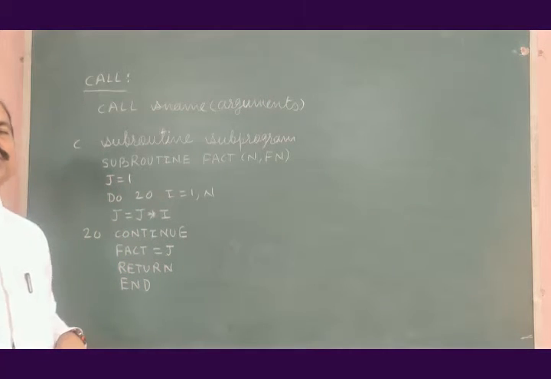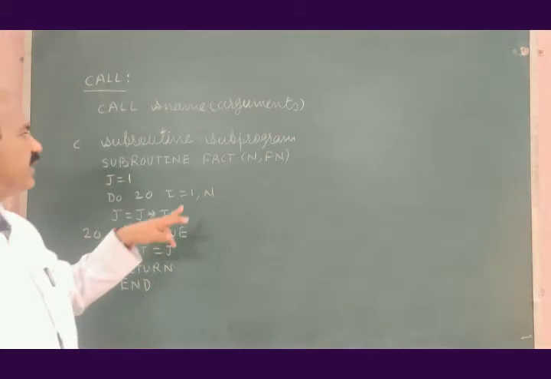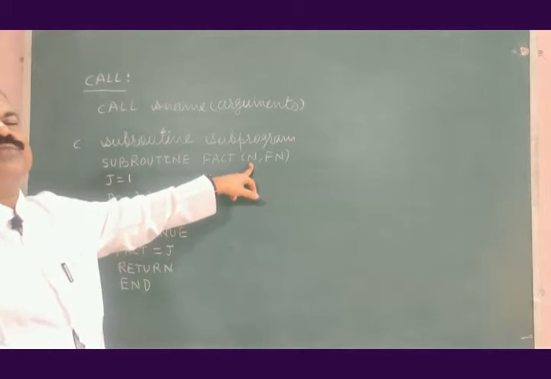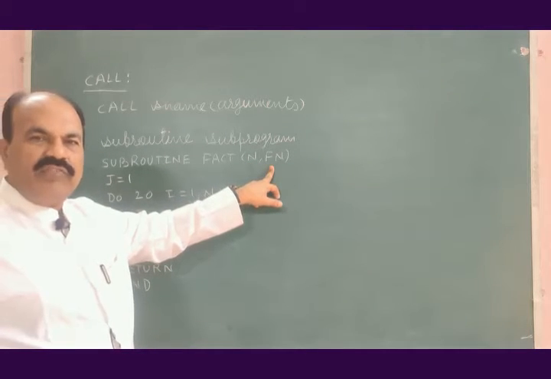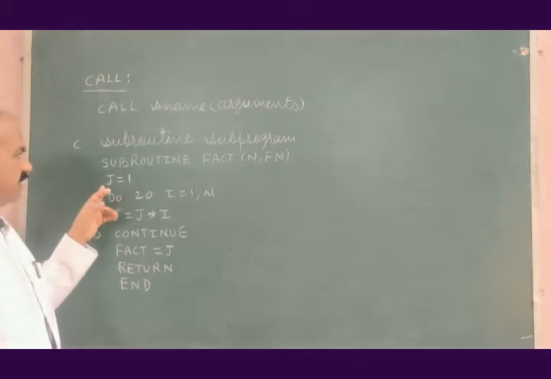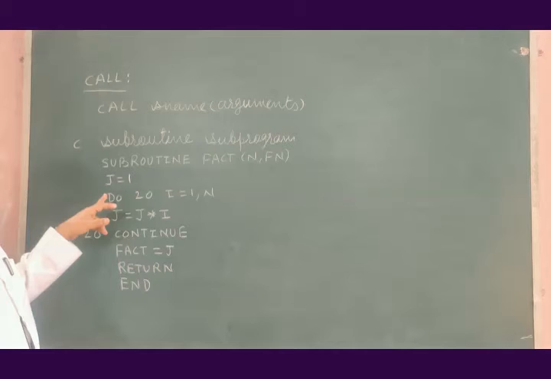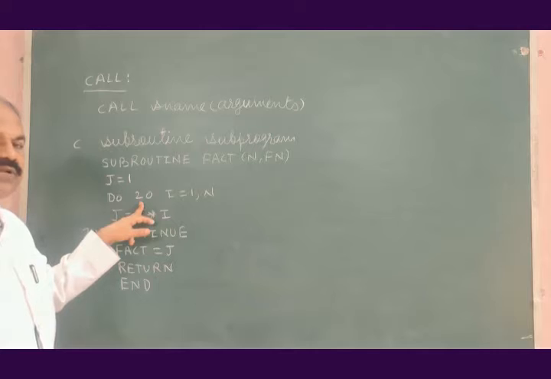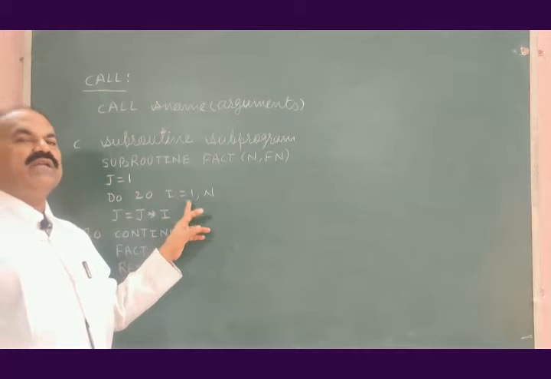This is a subroutine subprogram to find factorial of a number. Arguments: the number n whose factorial is to be found, and fn, the factorial of number n. The variable j is equal to 1. Do loop is used here. Do 20, statement number of last statement of do loop. I is equal to 1 comma n.